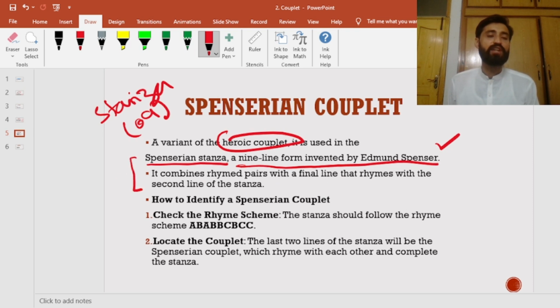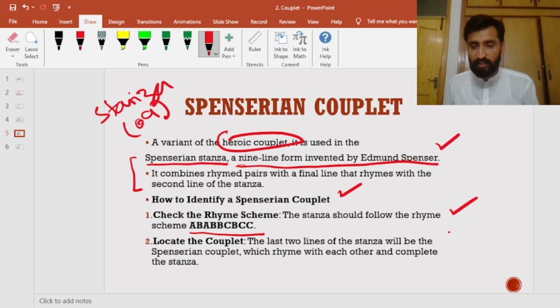So it's about the stanza. Let's not go into that discussion in detail. How to identify a Spenserian couplet? Now that's the most important thing, right? Check the rhyme scheme. So this is the rhyme scheme that a Spenserian stanza should follow. Now locate the couplet. The last two lines of the stanza will be the Spenserian couplet, which rhyme with each other and complete the stanza.